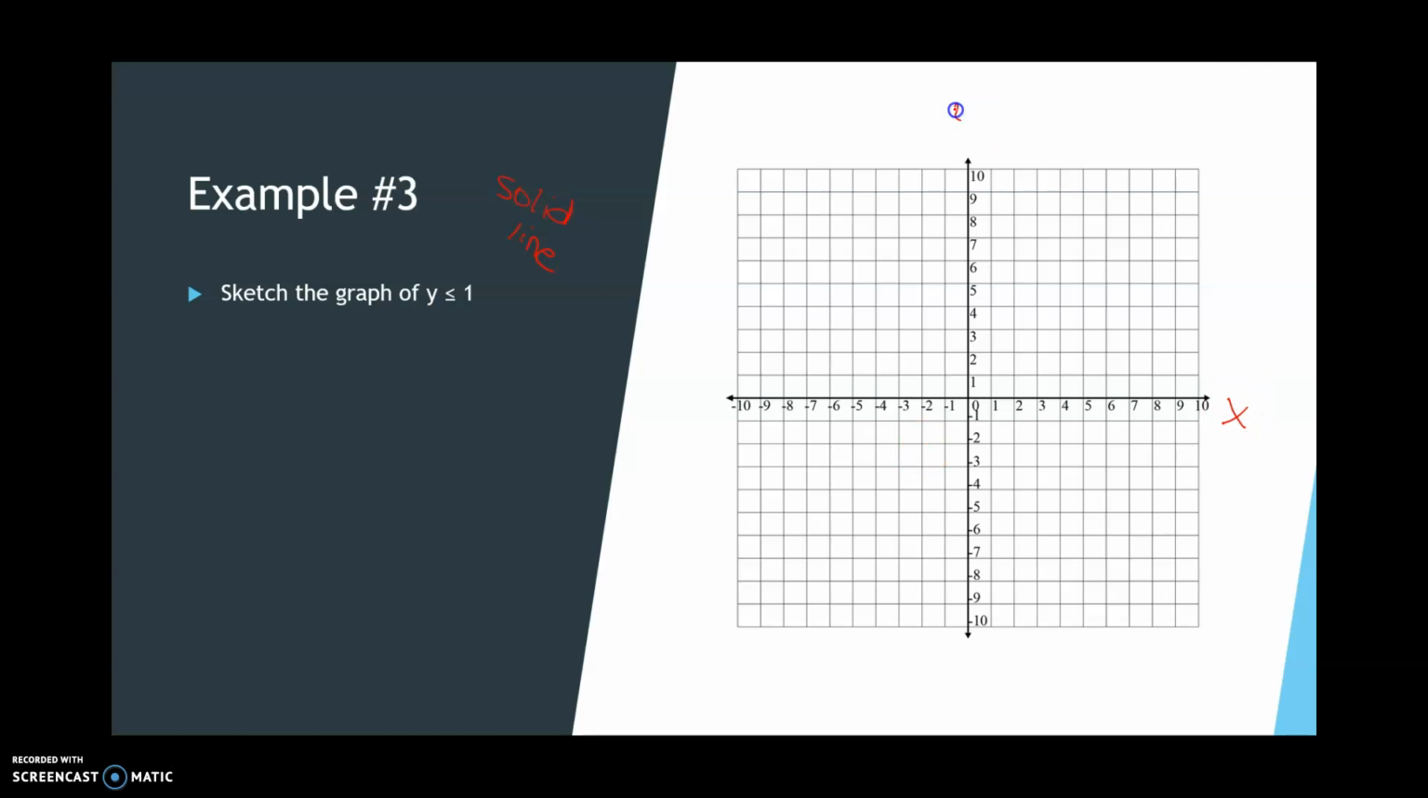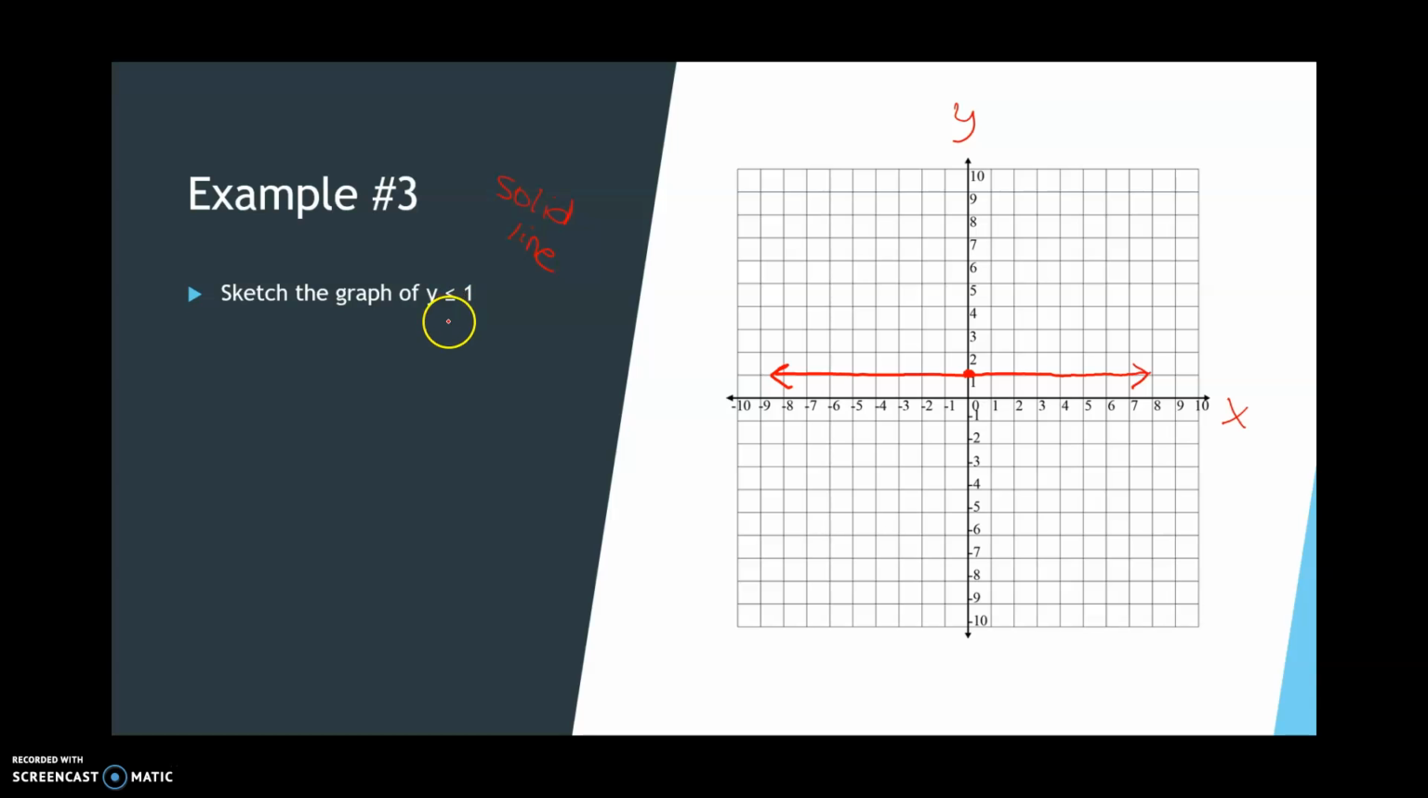We are going to find the point 1 on our graph, which is right here. And we are going to be drawing a solid line since y is less than or equal to. So it can include the number 1 or any number less than the number 1. So I'm going to draw the best straight line I can possibly here for you.